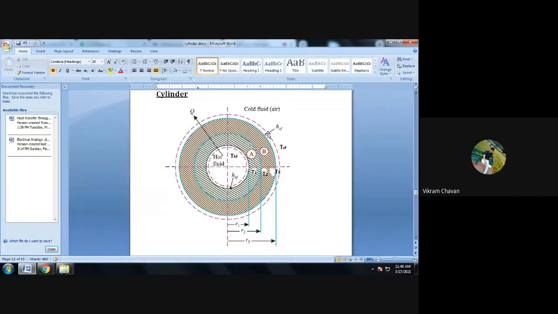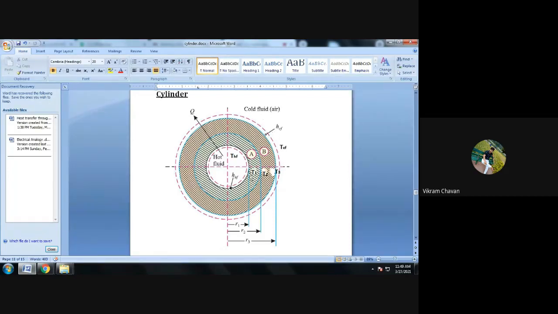And the heat transfer coefficient between the external surface of B cylinder and the external environment is H suffix CF. The convective heat transfer coefficient between the external surface of the cylinder and the air, or the external environment, is H suffix CF.